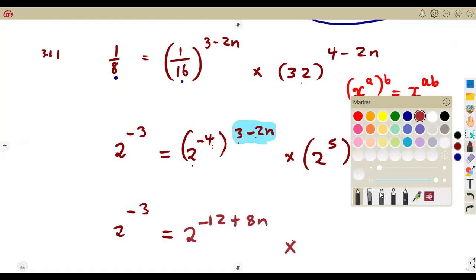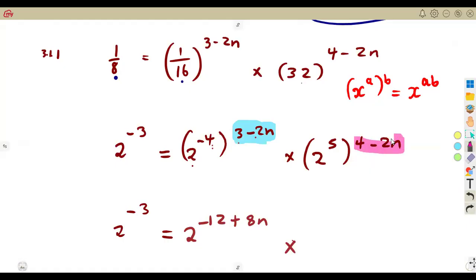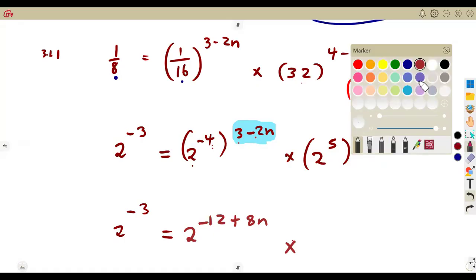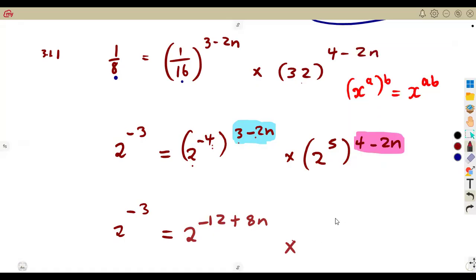Distribute again, because this is an expression, 4 minus 2n. So you must distribute this, multiply by 5. So that's 2 to the exponent of what? 2 to the exponent of 5 times 4, that's a 20. 5 times minus 2, that's minus 10. So it's going to be minus 10n. This is where you are.